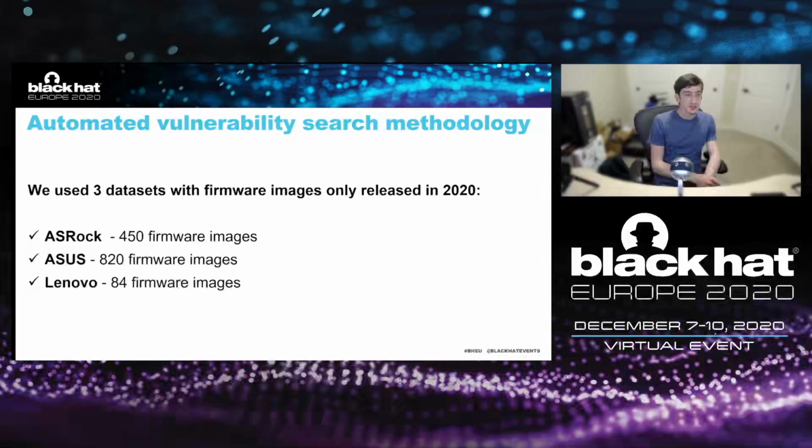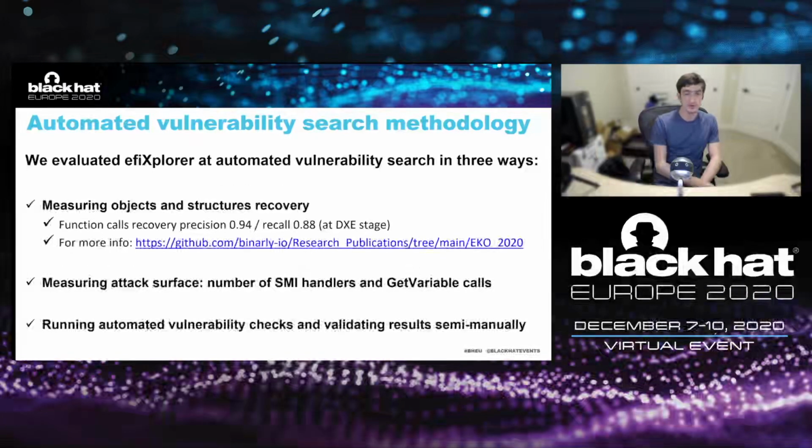First, let's talk about the data sets and the type of data we collected. We have ISROC, about 400 firmware images. We have ASUS, a little bit more, close to 1,000 firmware images. And we have Lino, about 84 firmware images total. All of them were released in 2020, which means that if we find security issues there, they are likely valid and exist. And it's pretty much a concern for users who rely on that product.